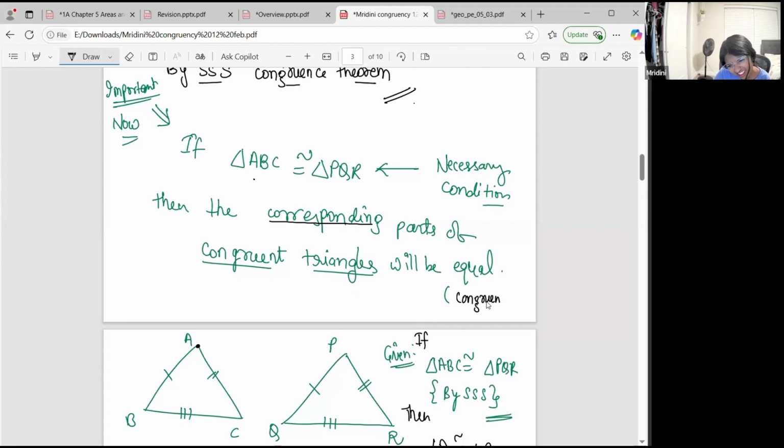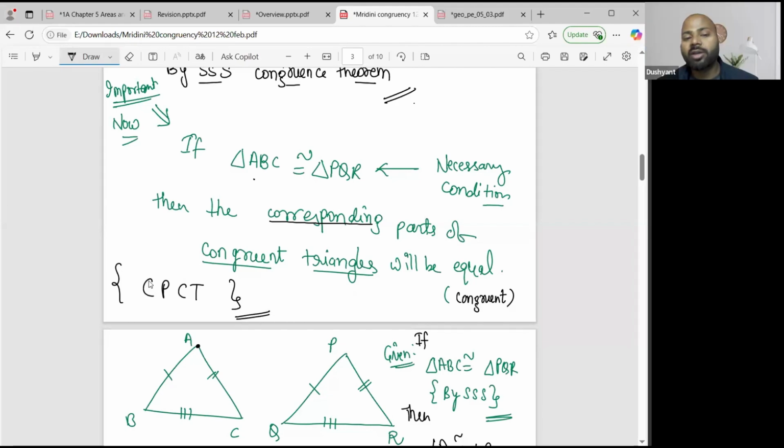CPCT. Corresponding part of congruent triangle. Okay. Done.